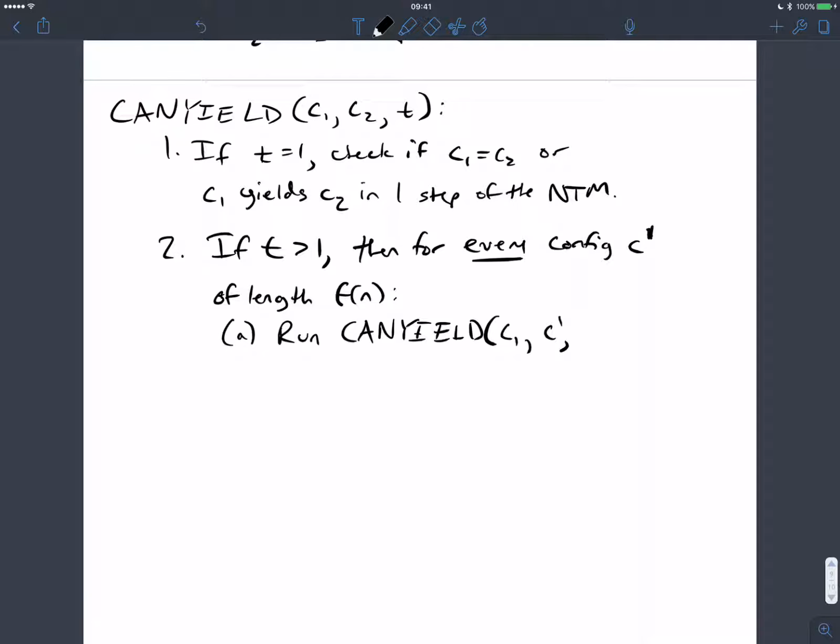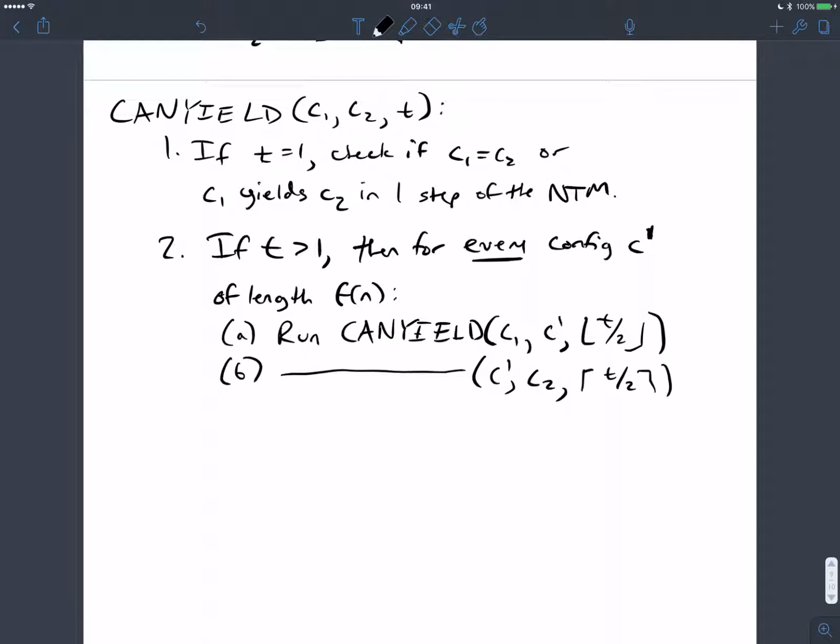But T over 2 may not be an integer, so I'm going to round down. It actually won't make a difference, but I got to make it be an integer. And second step, do the same thing, but from C prime to C2, and I'm going to make it ceiling of T over 2. So that when you add them up, it becomes T, because I better make it exactly that.